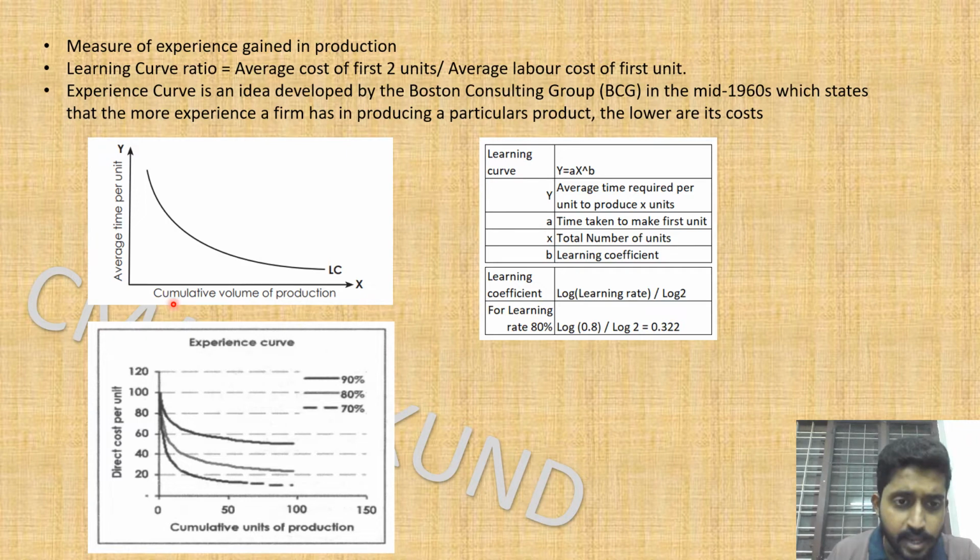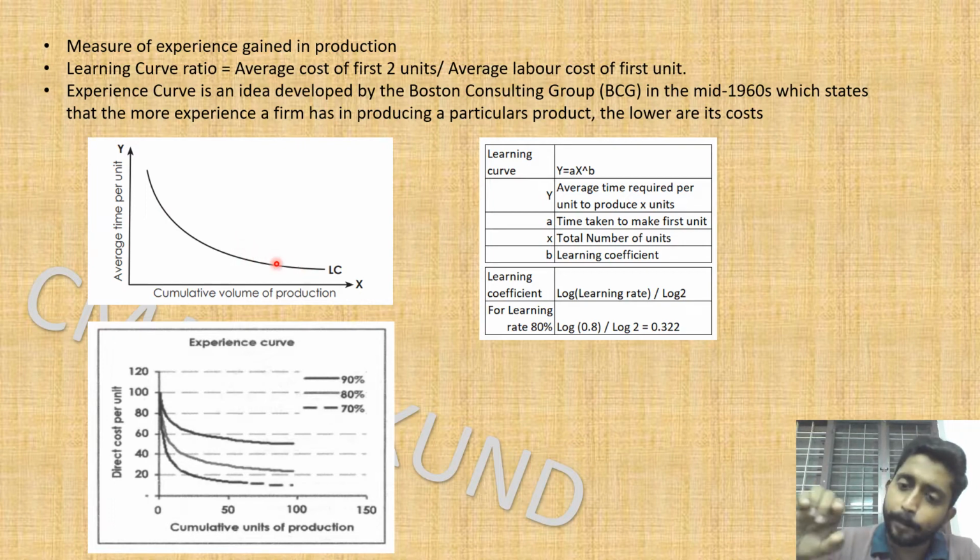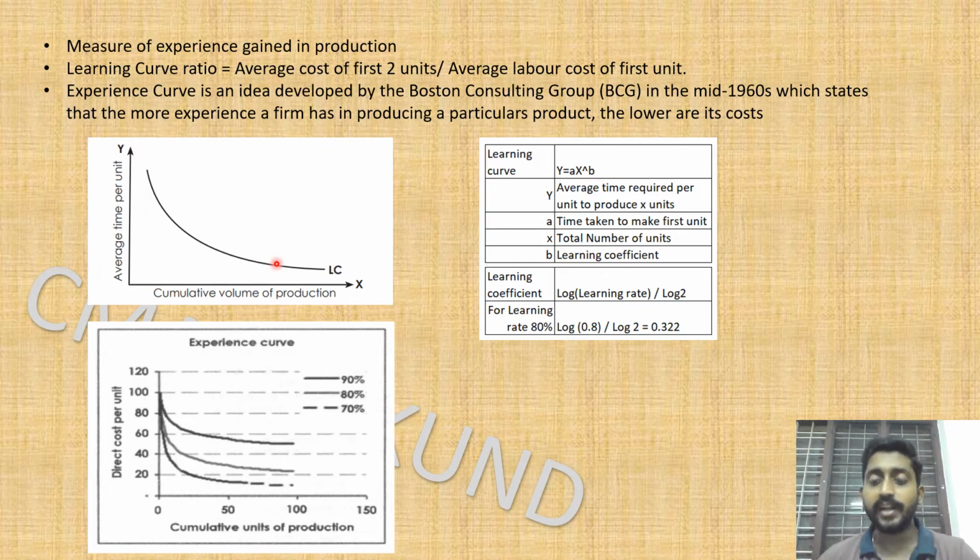You can see it here. I take the cumulative volume of production of a particular product on the x-axis, and the time on the y-axis. As my volume increases, my average time per unit will fall to a particular level, and then the rate of fall will reduce because he is becoming more efficient, and that efficiency will have a saturation. After that, the rate of decrease will considerably reduce, and this curve is called the learning curve.